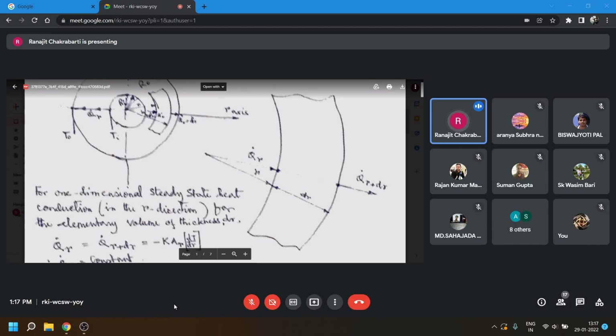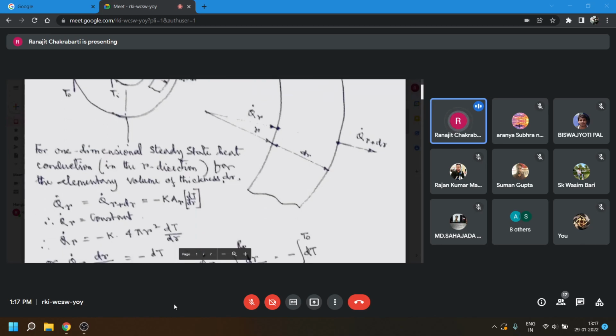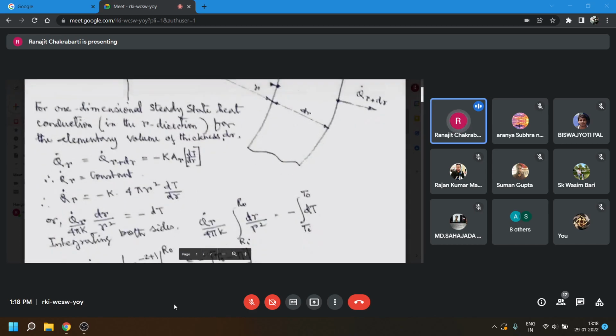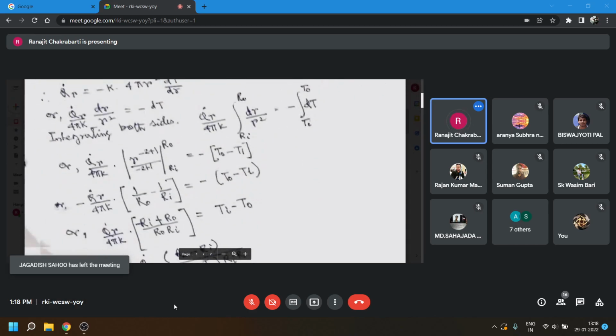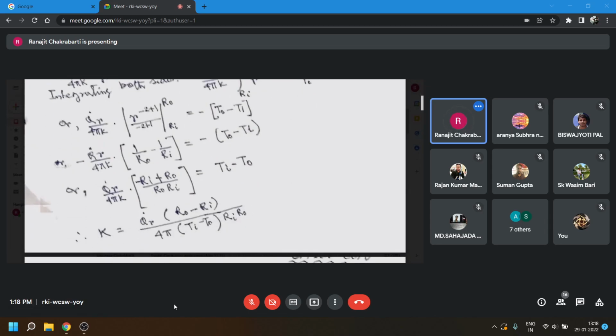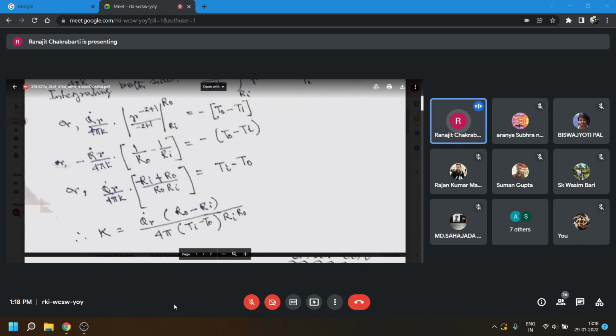And because it is a steady state process, the heat transfer rate has to be taken as a constant. That is what we have done, putting in Fourier's equation. I think this is clear to you. We have put the limits in the integration, and we have got the equation. This is the equation of the K value.